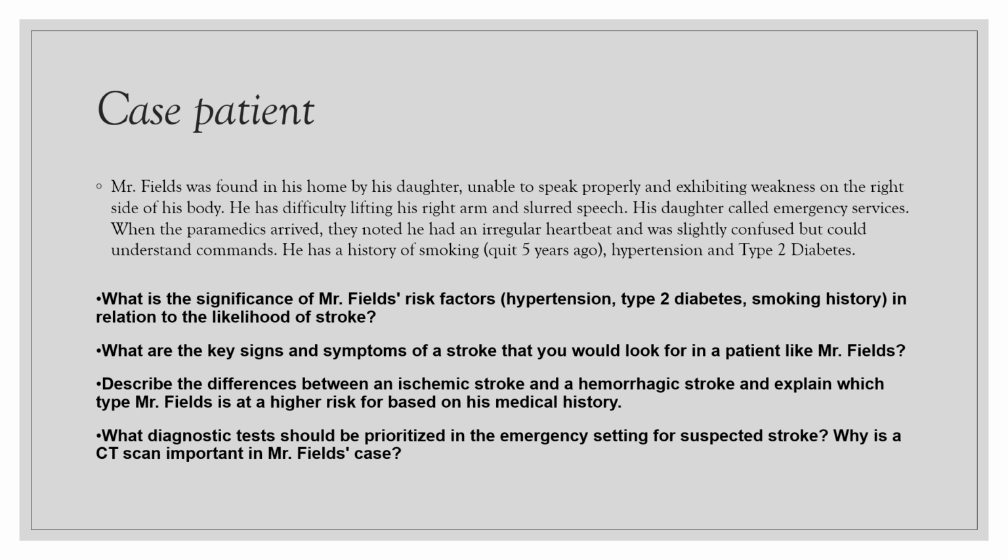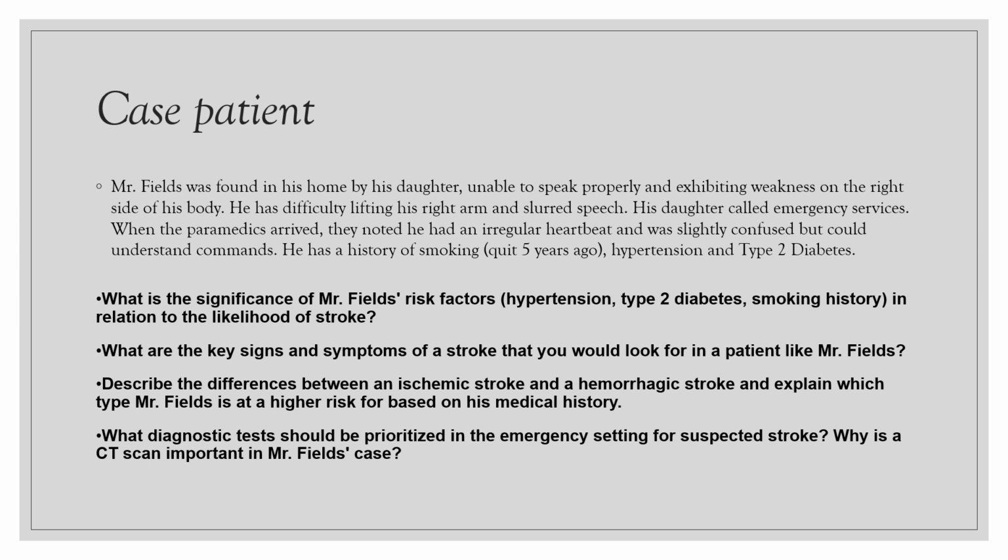What are the key signs and symptoms of a stroke that you would look for in a patient like Mr. Fields? So Mr. Fields was unable to speak, and he had weakness on one side of his body. He couldn't lift his right arm, and his speech was slurred. So those are definitely symptoms. Those are some of the main symptoms that we would want to look for in a patient that could be having a stroke. Describe the difference between an ischemic and a hemorrhagic stroke. So think back to what we discussed. Ischemic, remember, there's something occluding that blood flow to the brain. With hemorrhagic, that is where there is a vessel in the brain that actually ruptures and is leaking or bleeding out into the brain itself.